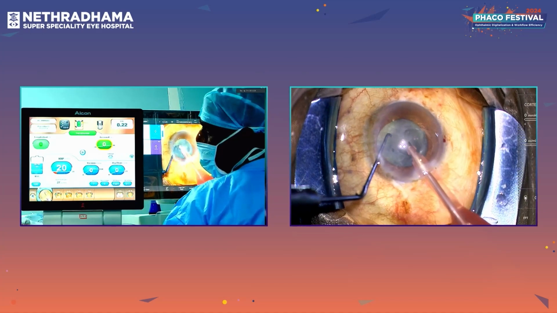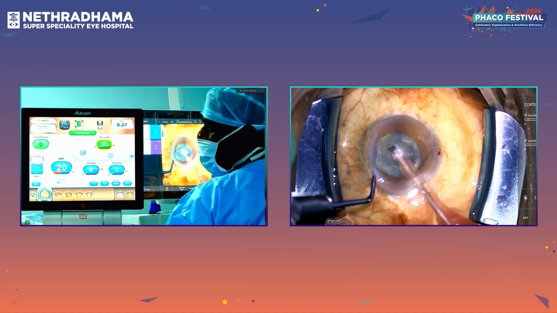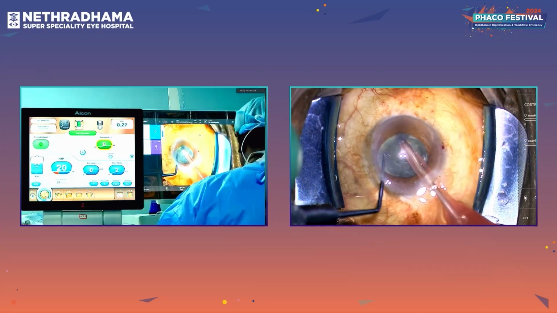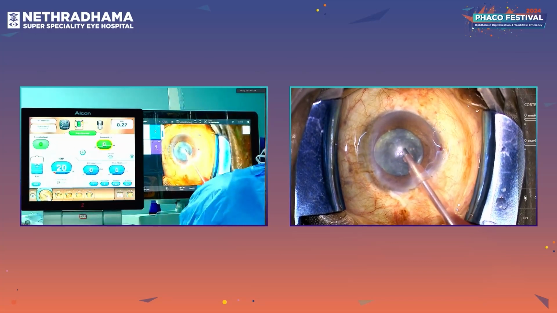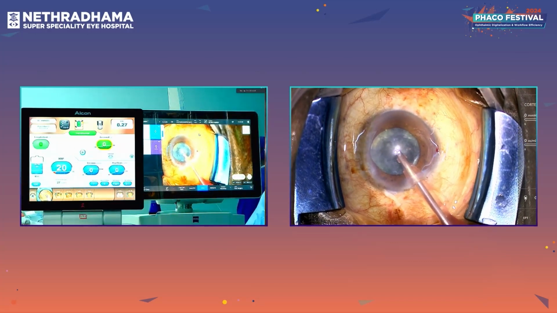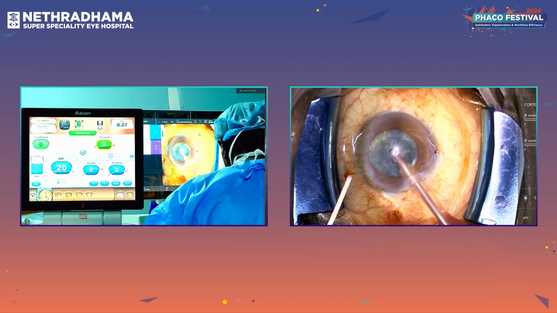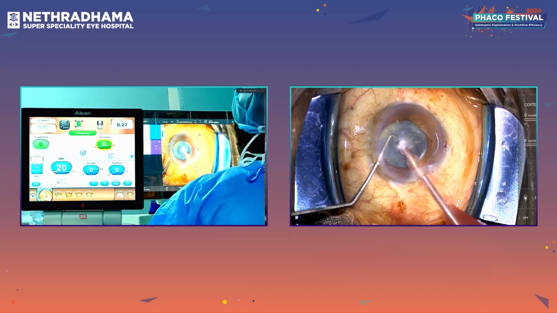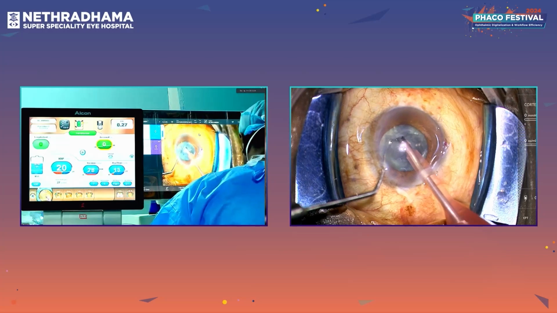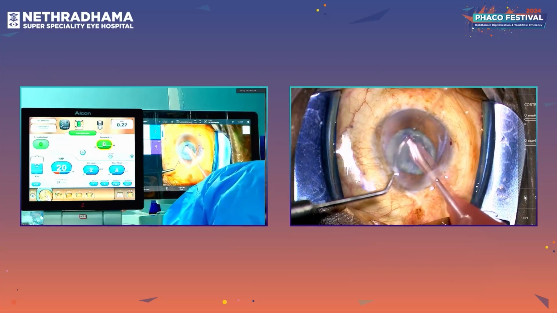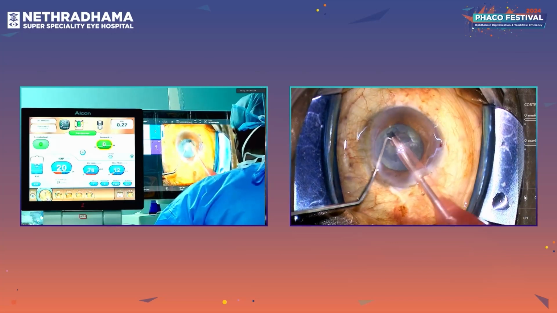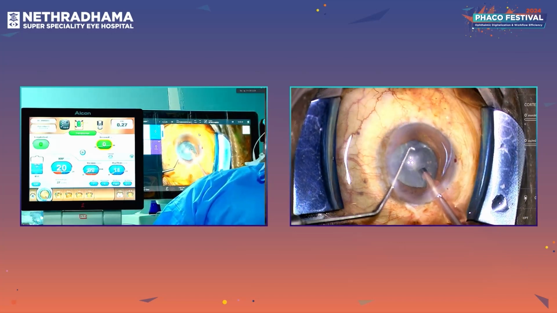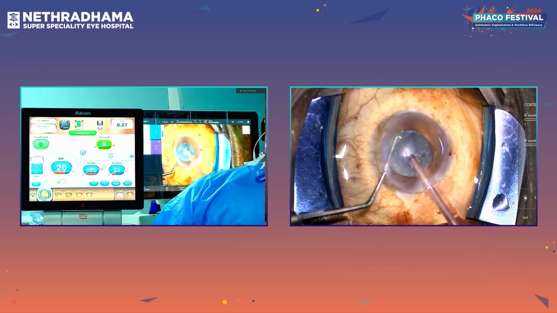So in cases like these, where the nucleus is pretty soft, you can expect a lot of cheese wiring to happen. Can I get the dialer, please? So I'll just switch my chopper with a dialer, with a Sinskey, which is a lot blunter an instrument, because this cataract's pretty soft and the chopper I generally use is a pretty sharp one, so I just prefer to switch that with the blunter instrument.